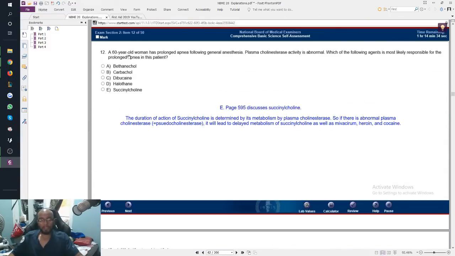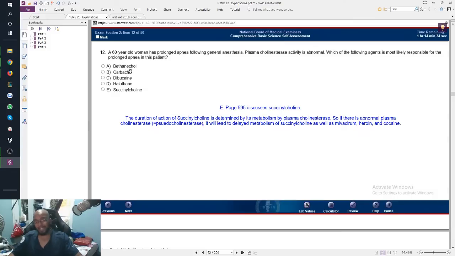Number 12. A 60-year-old woman has prolonged apnea following general anesthesia. So at this immediate point, you're supposed to figure out, before you even go on to further things, what they could have used for anesthesia here. Plasma cholinesterase activity is not normal. Which of the following agents is most likely responsible for the prolonged apnea in this patient? Right, so apnea. Which anesthetic, of all of these, could you give that could have caused prolonged apnea? You go through all the answer choices.